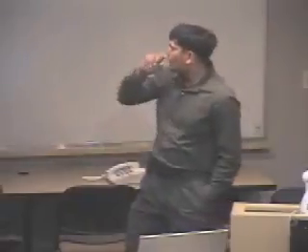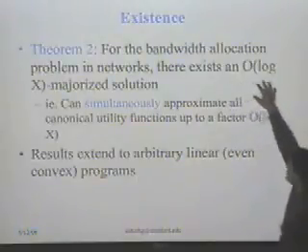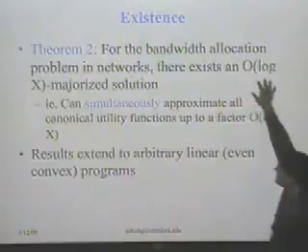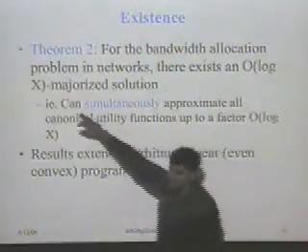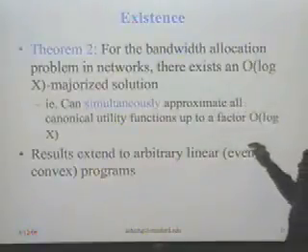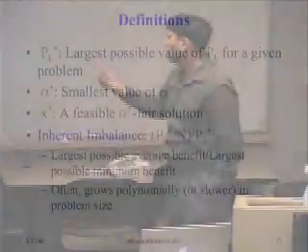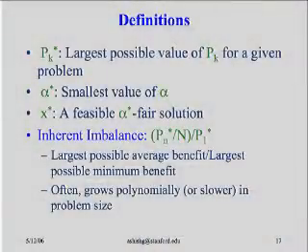Now this definition is fine, but the question is, does it exist? The next theorem says that for the bandwidth allocation problem in networks, there exists an order log x majorized solution, and in fact this easily extends to all convex problems. You can even think of it as: if the feasibility set S is convex, there exists an order log x majorized solution. I haven't defined what x is; I'll do it in the next slide. So we can simultaneously approximate all canonical utility functions up to a factor of order log n. These results extend to arbitrary linear programs and arbitrary convex programs.